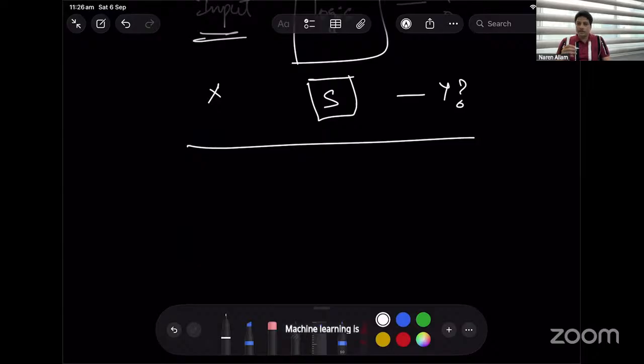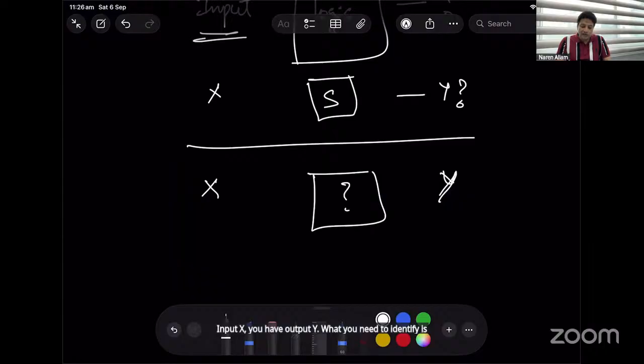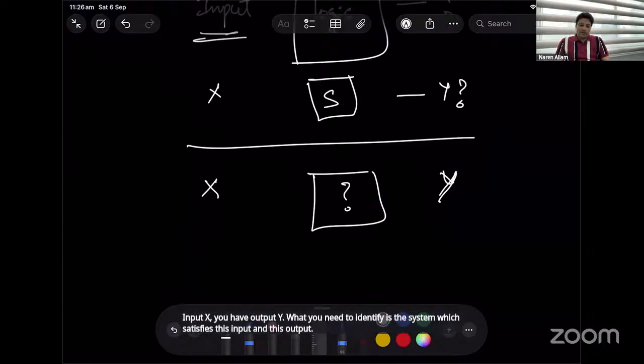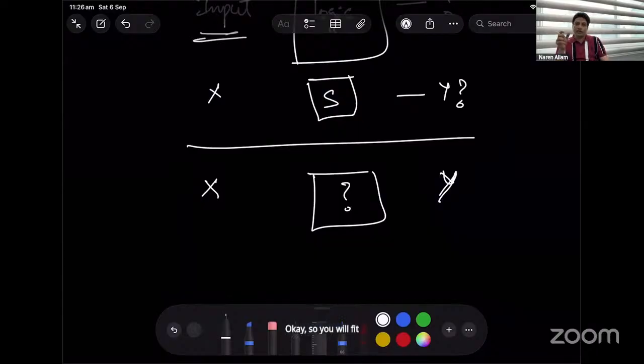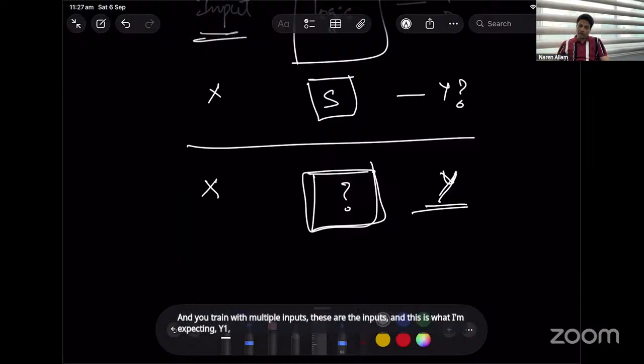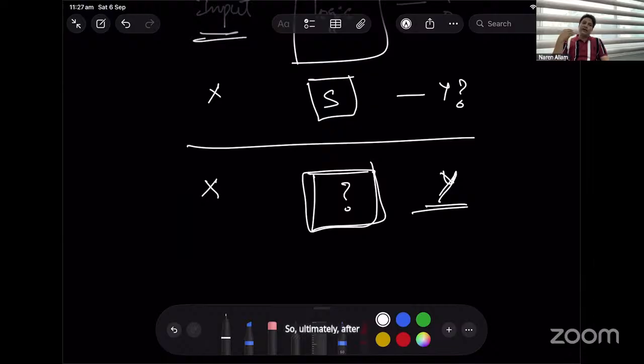Machine learning works exactly in the opposite direction. You have input X, you have output Y. What you need to identify is the system which satisfies this input and this output. So you will fit the system for that output and input. You do a lot of mathematical analysis, in fact it is called statistical analysis, and you identify proper patterns which are actually causing Y. So here, this is Y, right? And you train with multiple inputs. These are the inputs, and this is what I'm expecting: Y1, Y2, Y3, Y4. So ultimately, after some fine-tuning and refining, you will get a system.